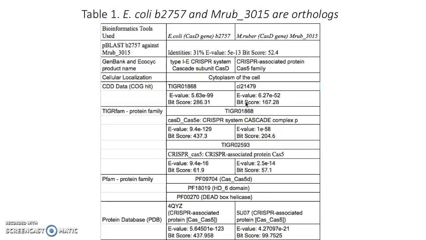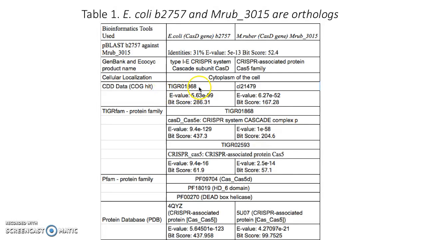And going on to this table, this is a table of all the bioinformatics tools used in the study. As we can see, there's the p-BLAST, which we just talked about. The PSORTb of both organisms, which is a cellular localization of them. Both determined they were in the cytoplasm of the cell.